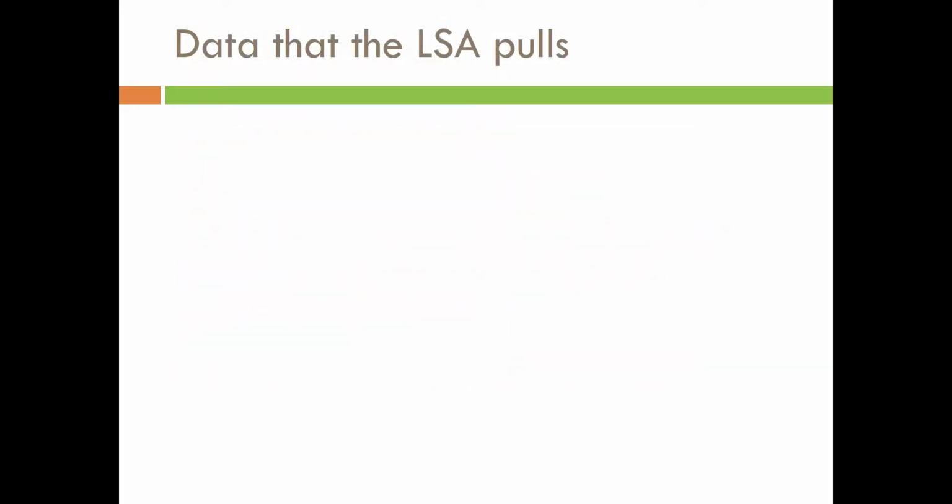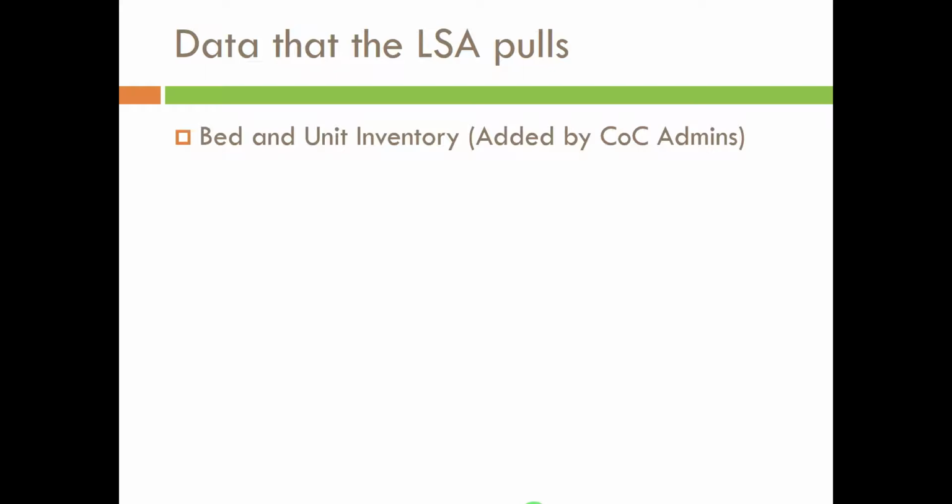So now let's look at the specific data that the LSA pulls. This includes bed and unit inventory. This is information that's actually added by COC admins for your projects. So it's not anything that you key into the system, but they will be working with you in getting this information from you and then keying it into the system for each of your projects that have beds. And later on in this video, I'll actually show you the form in HMIS that they use to key this information in. And then of course, client level data.